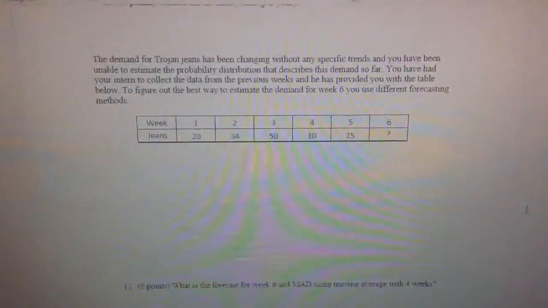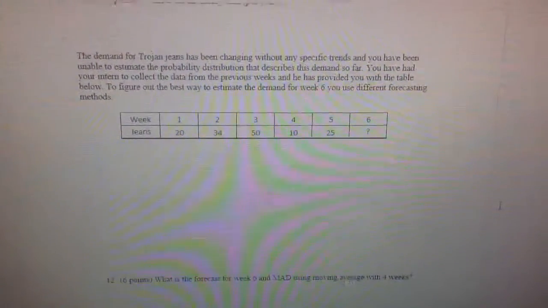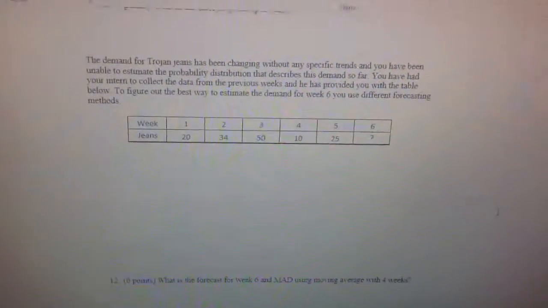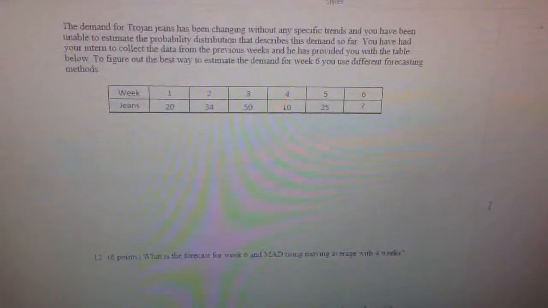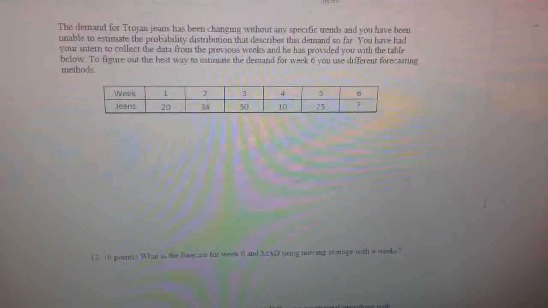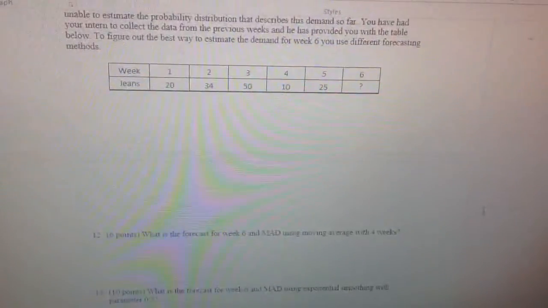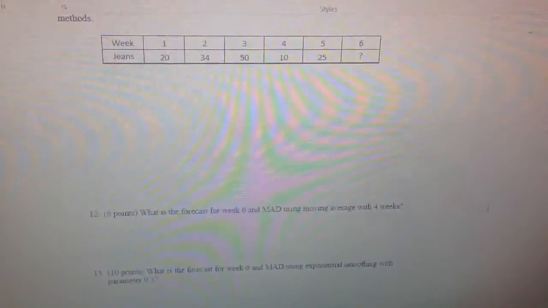Hello all. I will be doing a problem on forecasting today. Using the 5-week domain numbers for Trojan genes, we have to forecast the week 6 number of genes and the mean absolute deviation using the moving average forecasting method, as well as for problem 13 using the exponential smoothing method.